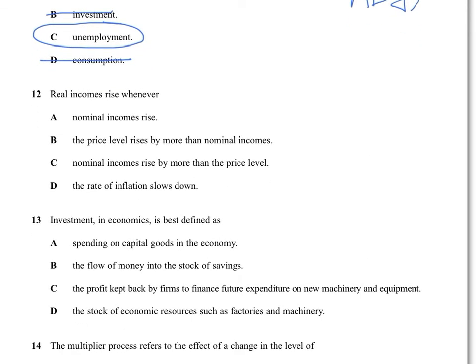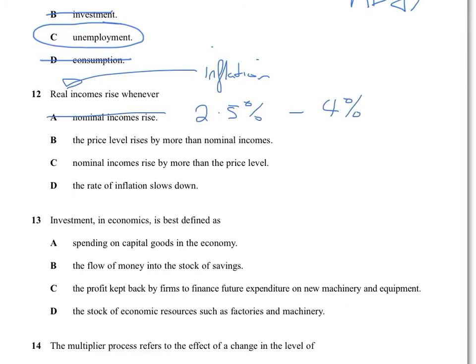Real incomes. Whenever it says real incomes, this is income taking into account inflation. So, real incomes rise whenever nominal incomes rise. That's not true because, say, incomes could be rising by 2.5%, but if inflation is at the same time rising by 4%, people's real income will actually be going down by 1.5%. So it's not that. If the price level rises by more than nominal income, this will actually make real income go down. So that's wrong.